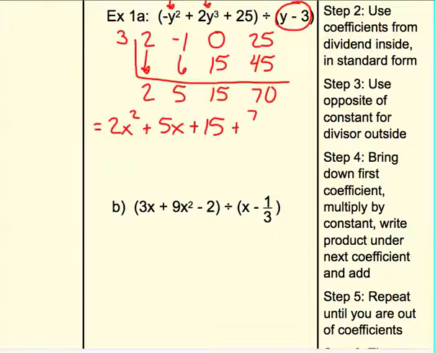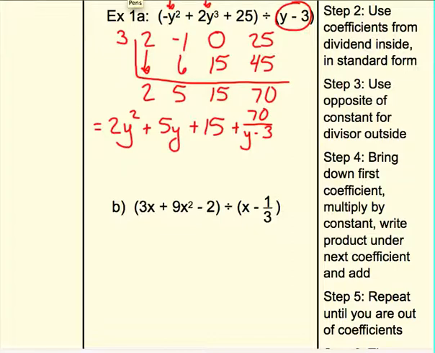So plus 70 over my divisor, which was y minus 3. And now that I'm looking at this, all of my variables should have been y's. I'm too used to using x's. So we'll go back and switch those. So we have a common variable, there we go.